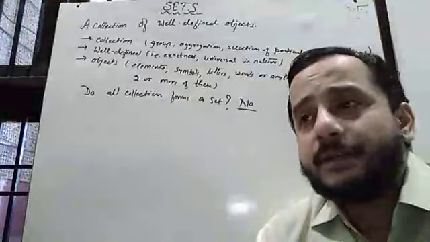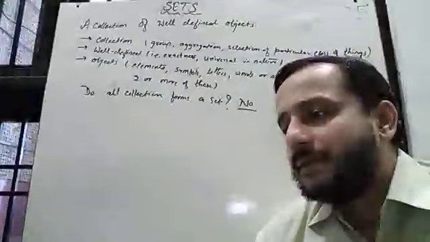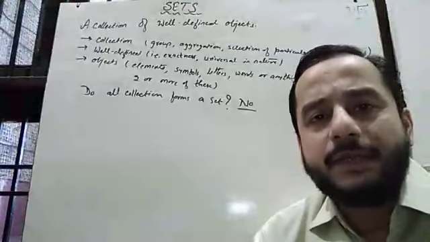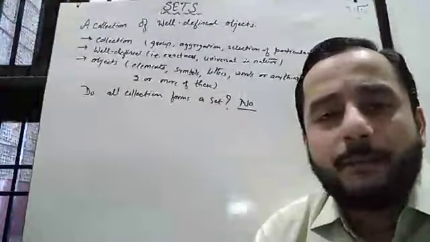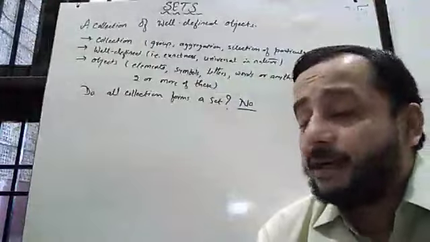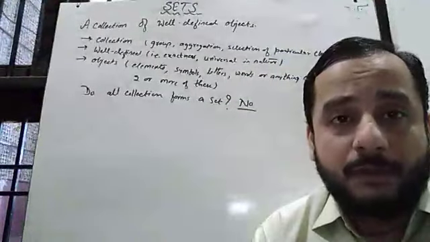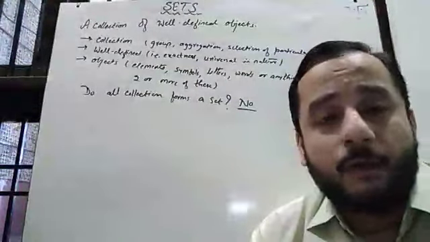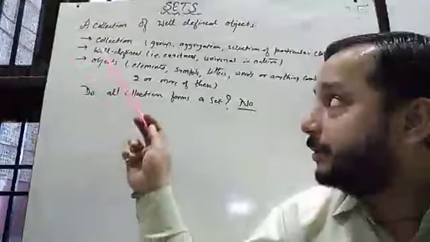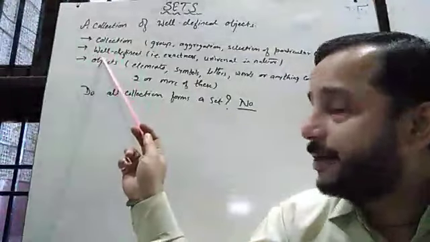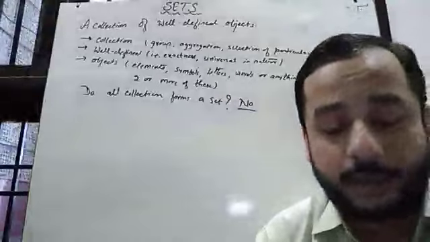Now, this is a very simple definition. In this definition, there are three basic terms which constitute it. What are those terms? The first term is collection, the second one is well-defined, and the third term is object.